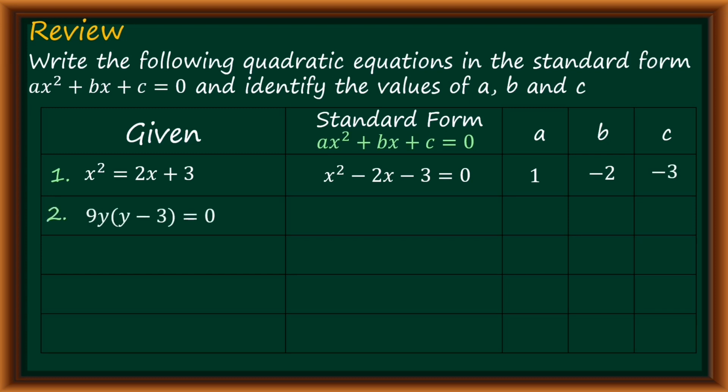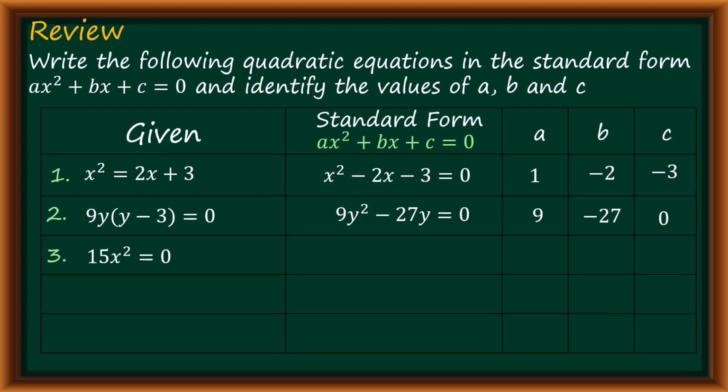Next, number 2. 9y times the quantity y minus 3 is equal to 0. Here we need to multiply first the left side of our equation, and it will give us 9y squared minus 27y is equal to 0, where a is equal to 9, b is equal to negative 27, and c is equal to 0.